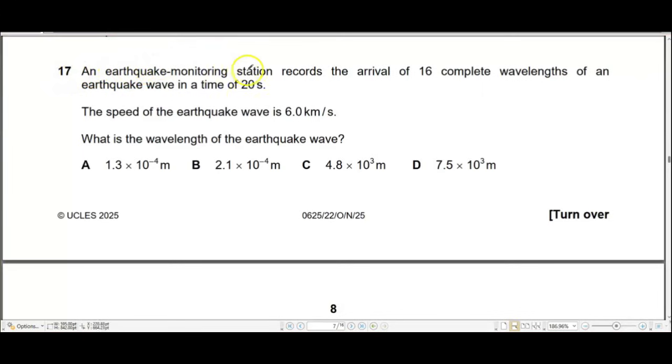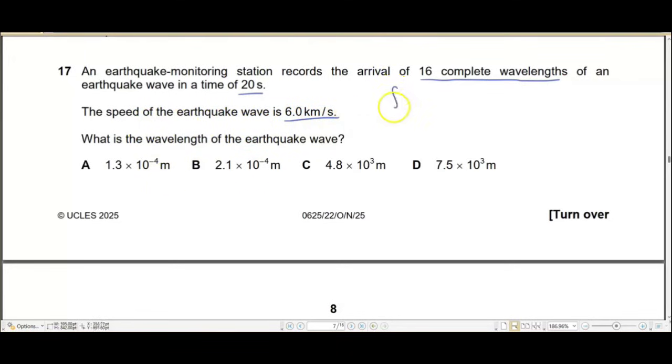Question 17. An earthquake monitoring station records the arrival of 16 complete wavelengths of an earthquake wave in a time of 20 seconds. The speed of the earthquake wave is 6 kilometers per second. What is the wavelength of the earthquake wave?